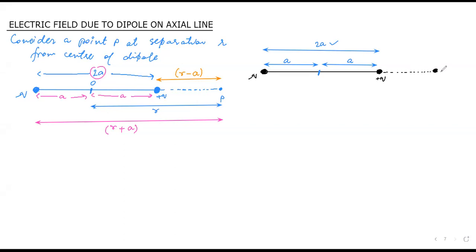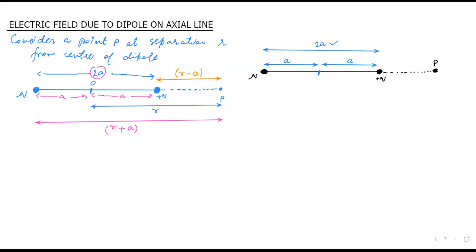This is your axial line. And this one is the point P. Now, remember that we already know all of the separations for the dipole are always measured from the center of the dipole. Now, can anyone tell me what is the separation from plus Q charge to the point P?